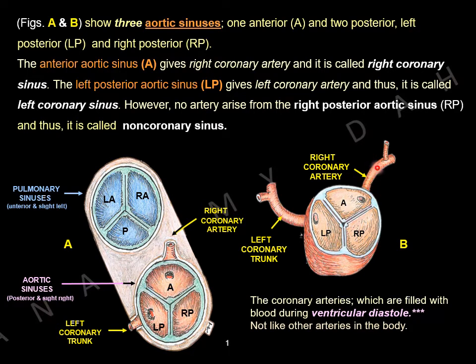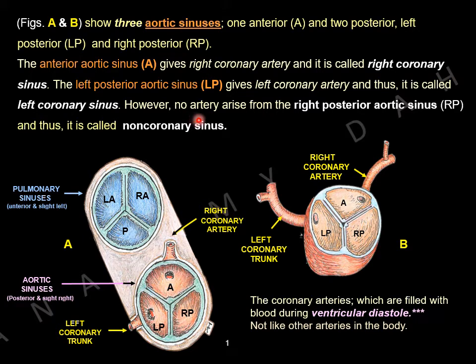This is the right coronary artery. This is the left coronary artery. The right coronary artery arises from the anterior aortic sinus. Thus, the anterior aortic sinus is also known as the right coronary sinus. The left coronary artery arises from the left posterior aortic sinus. Because of that, the left posterior aortic sinus is also known as the left coronary sinus.